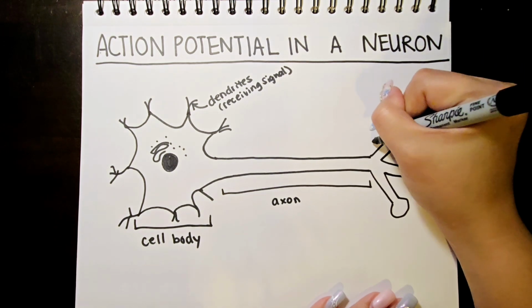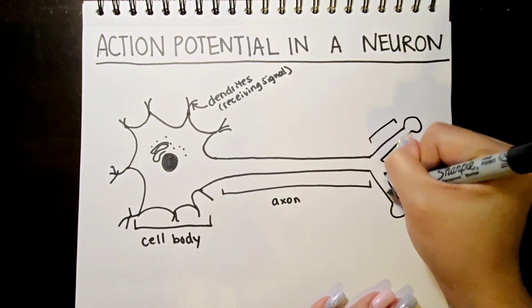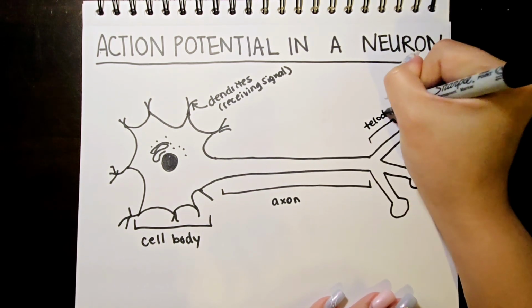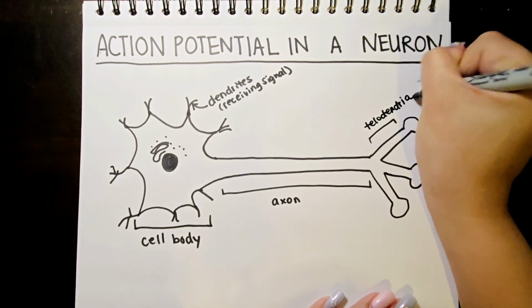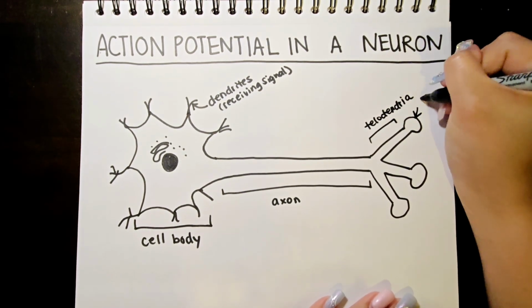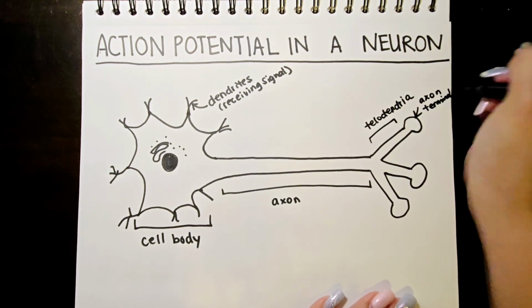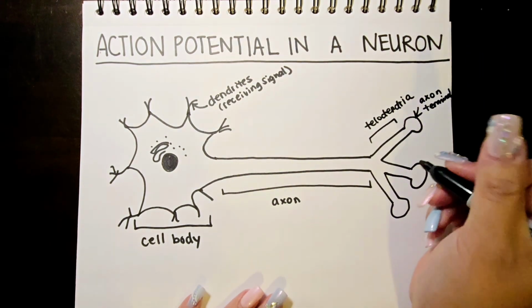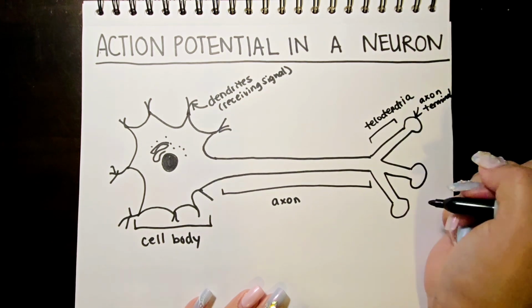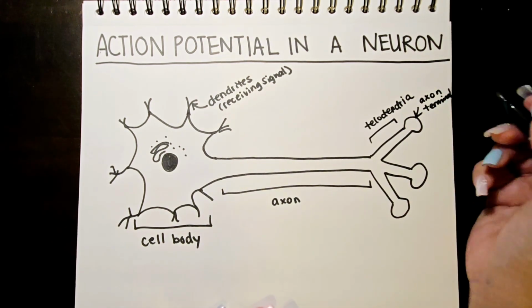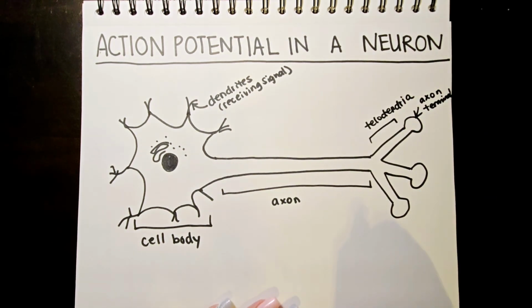Then you have this section here. These little branches are called telodendria. And at the end here is where we have an axon terminal. All of these are axon terminals. There are multiples of them, but I'm just going to write one there to indicate that these are the axon terminals.